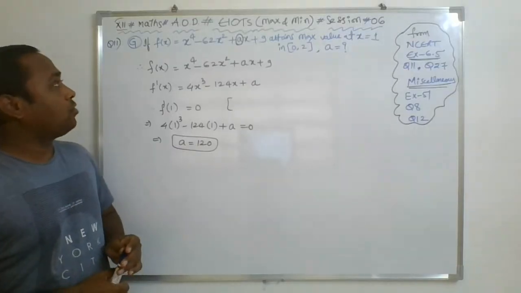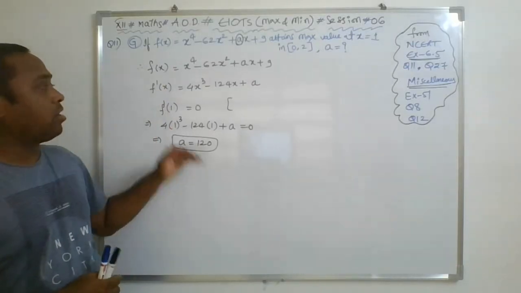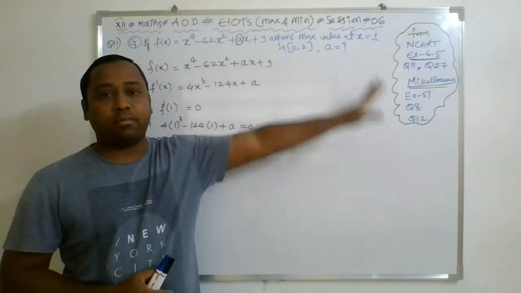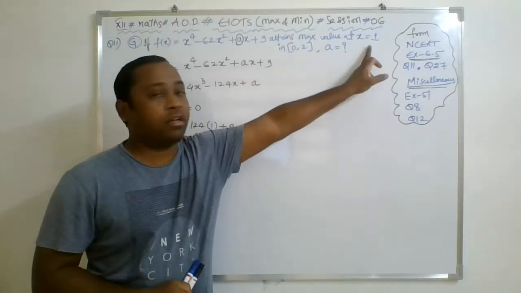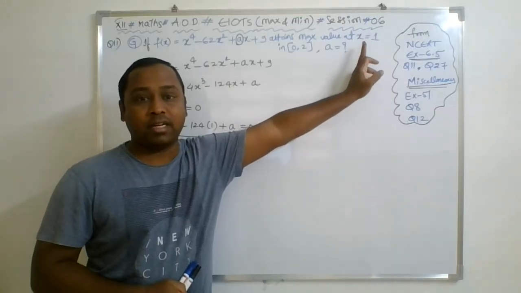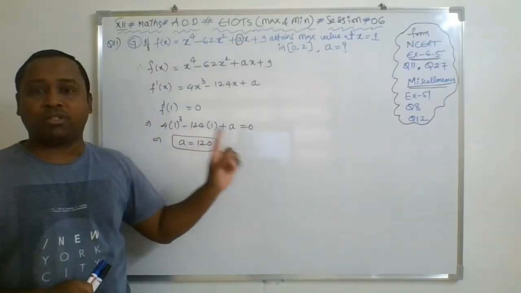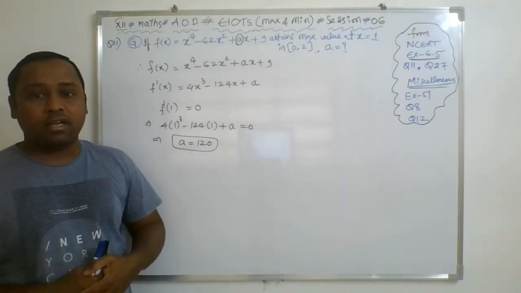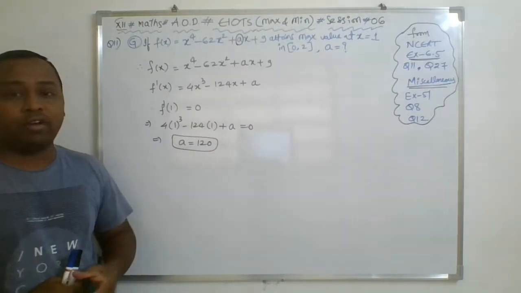Just have a look at what the discussion was. Simple. If any function attains the maximum value or minimum value at a given point, it means at this point the function's derivative must be 0. This is the concept behind this. That's all we were using, and we got the value of a.